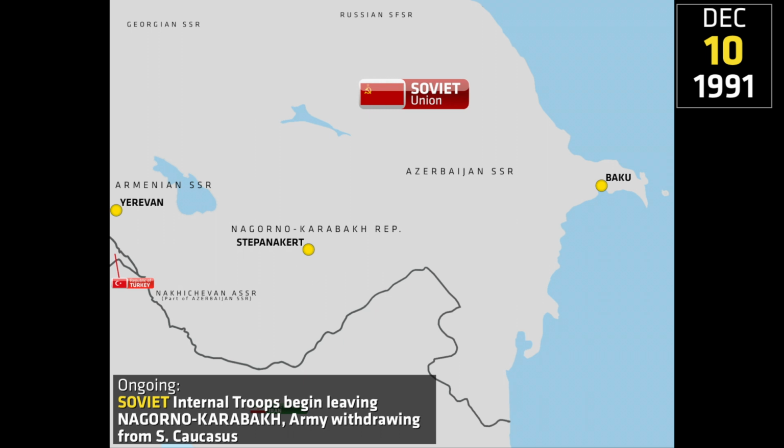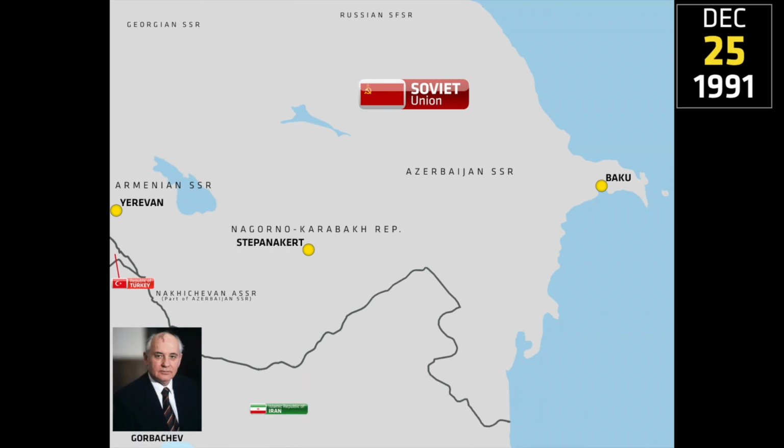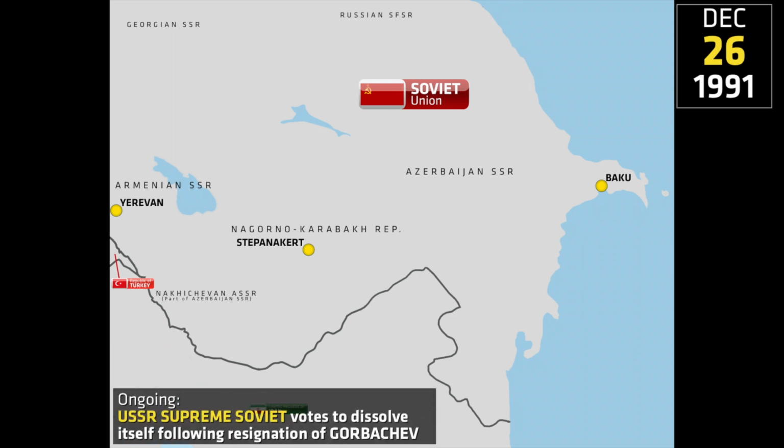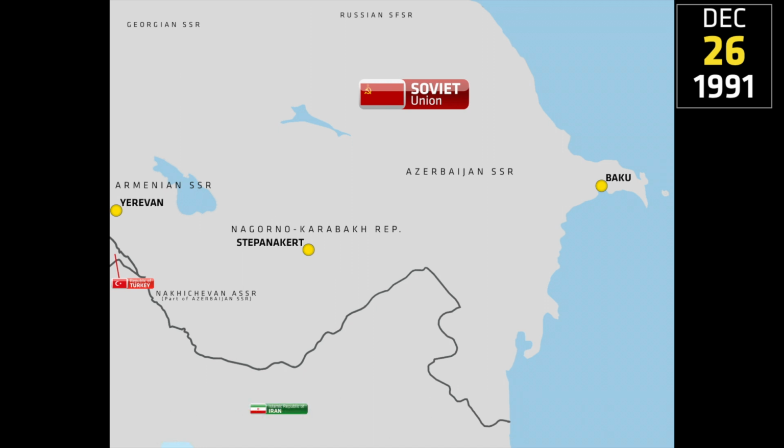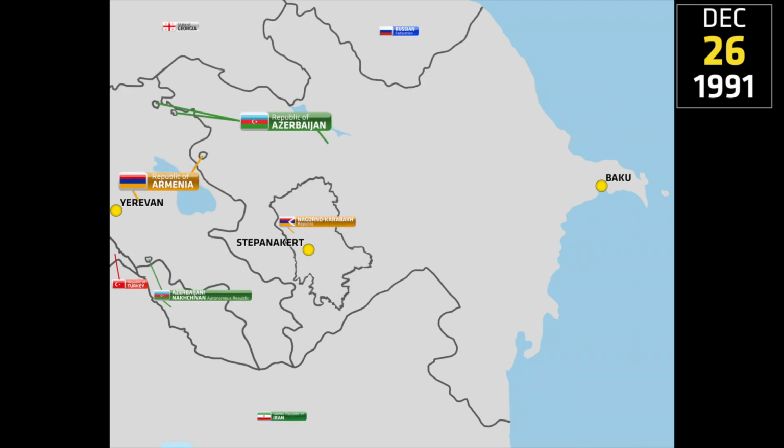Both the Armenian and Azeri factions were led by former communist apparatchiks turned capitalist, including the Aliyev family that still leads Azerbaijan today. On the 25th of December, Gorbachev recognized it was over. He resigned as president of the Soviet Union, and the Supreme Soviet in Moscow voted to dissolve itself, ending the country's existence and immediately legitimizing the previous declarations of independence by its member states.